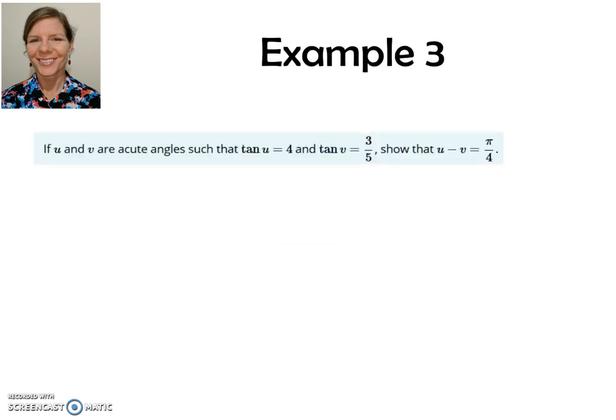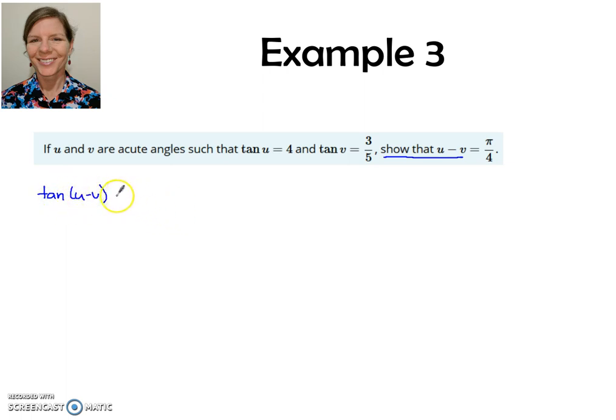So the example that we've got here is slightly different. Okay, so it's saying if u and v are acute angles, and you know that tan u is 4 and tan v is 3 on 5, show that u minus v is pi on 4. So it's given you the answer. This is a bit of a proof. Okay, so u minus v, and the fact that I've got tan u and tan v, kind of tells me that what I need to do is find tan of u minus v, because if I can find that, I can find the inverse of that to find u minus v.